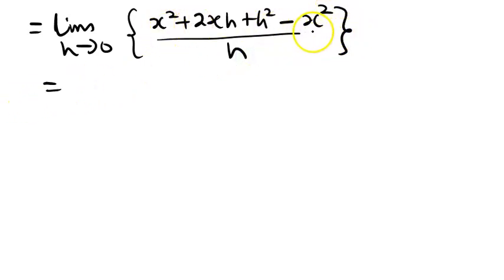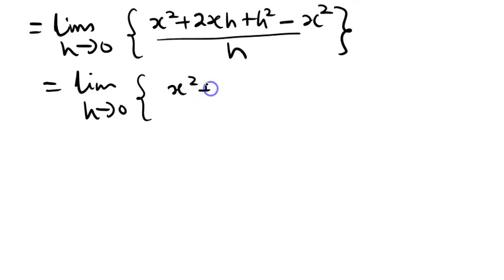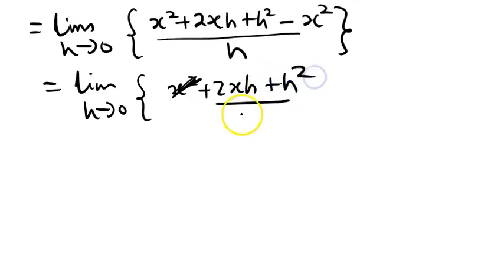Now x squared minus x squared will go. So we have the limit as h tends to 0 of 2xh plus h squared over h. The x squared is gone.